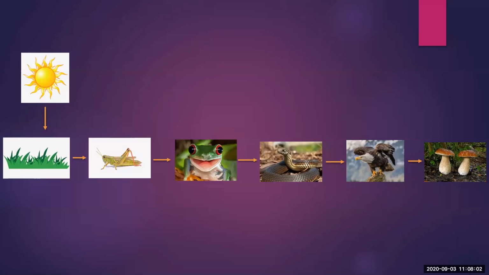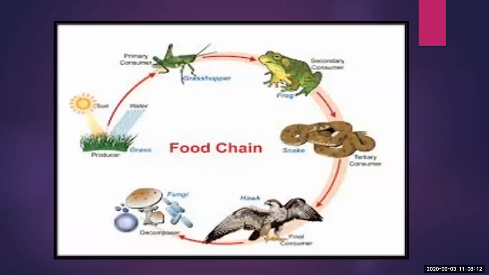They are interconnected with each other to form the food chain. So they feed and refeed on each other for their survival. So they will form a chain like this. You can see here there is a sun. The sun will help to produce food by the plants.